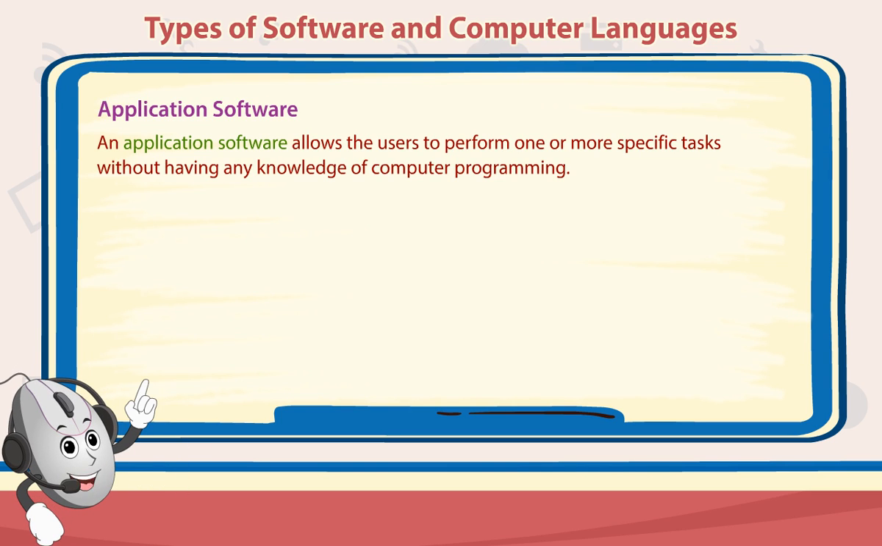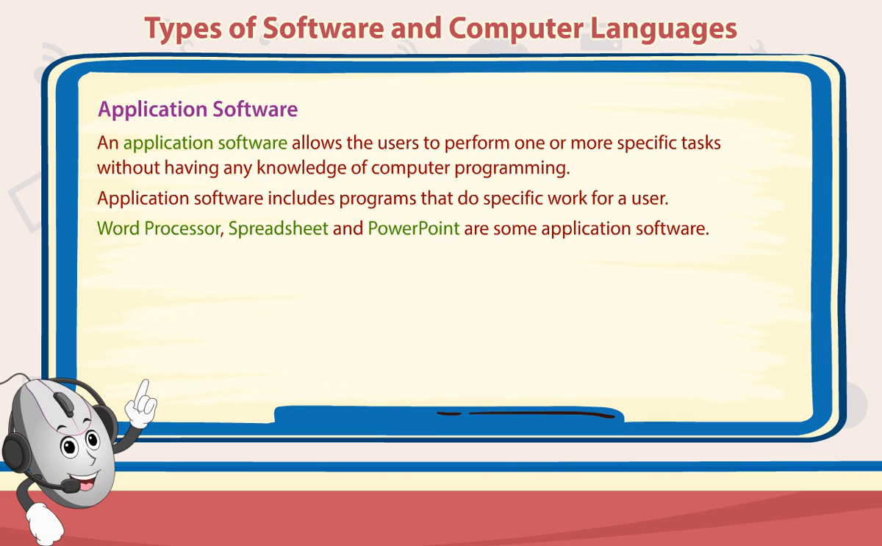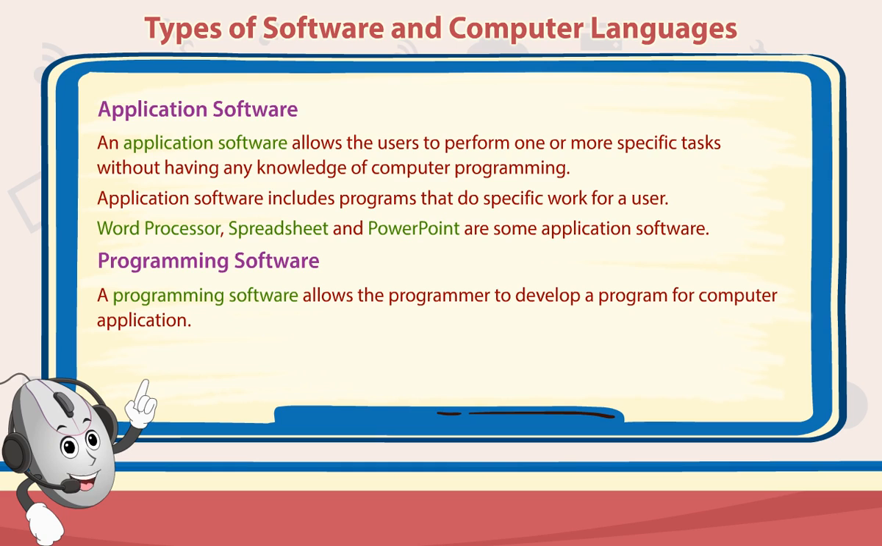Application software. An application software allows the users to perform one or more specific tasks without having any knowledge of computer programming. Application software includes programs that do specific work for a user. Word processor, spreadsheet, and PowerPoint are some application software. Programming software. A programming software allows the programmer to develop a program for computer application. Text editors and diagnostic tools are some programming software.